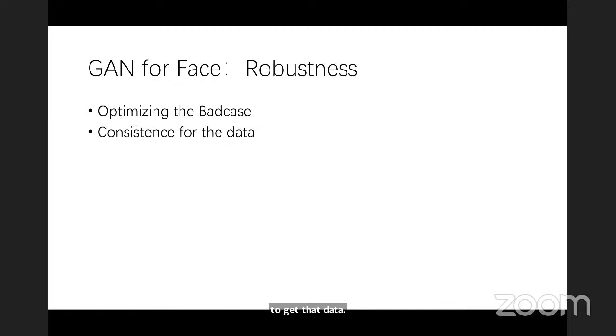Okay, besides the data, robustness is another very important issue we need to address. For example, we need to optimize the algorithm for different cases, to be robust to different lighting, different poses, and different occlusions. So normally we will collect different data to do this kind of optimization. Also, we should make the style and the attributes consistent so that the training is easier.